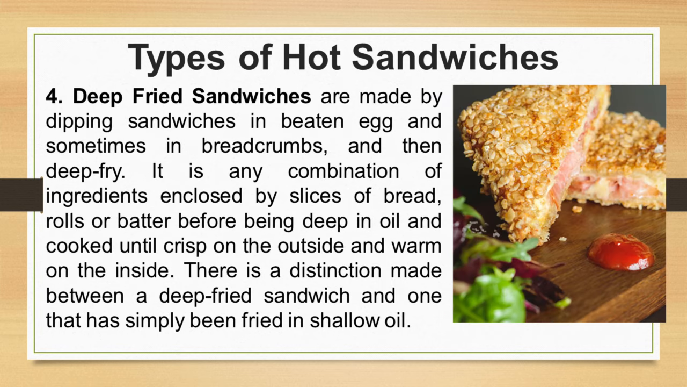Number 4. Deep-fried sandwiches are made by dipping sandwiches in beaten egg and sometimes in breadcrumbs, and then deep-frying. It is any combination of ingredients enclosed by slices of bread, rolls, or batter before being deep-fried in oil and cooked until crisp on the outside and warm on the inside. There is a distinction made between a deep-fried sandwich and one that has simply been fried in shallow oil.